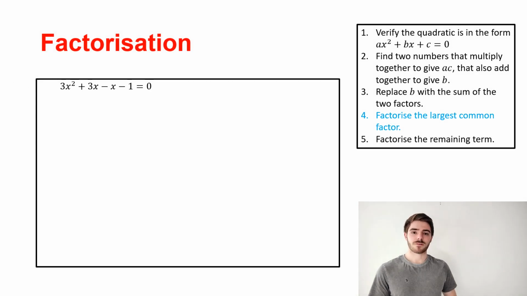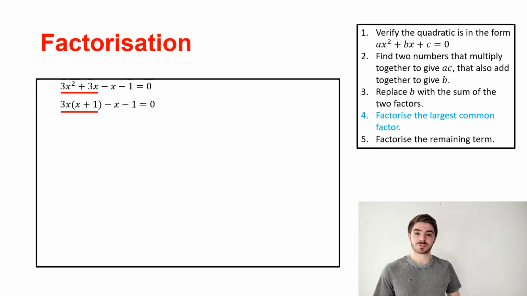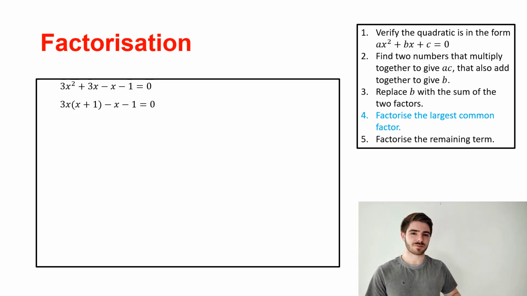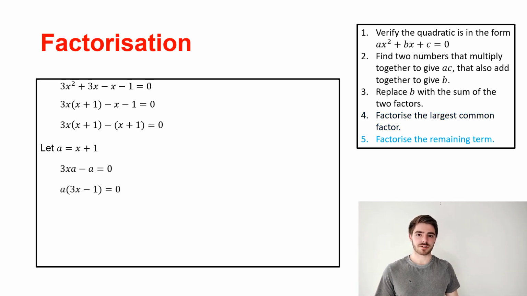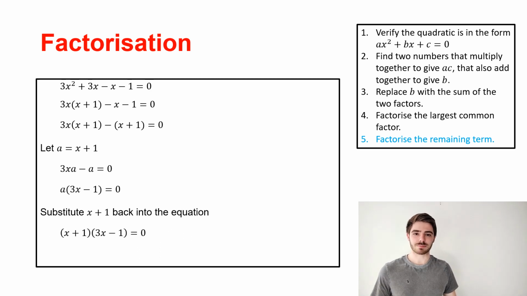We start by finding the largest common factor in the equation, which in this case is 3x. We should now see that the remaining terms in the equation could also have a common factor, even if they need just a little bit of rearranging, as we do in this case. Once we rearrange the equation, notice how x plus 1 is a common factor to both terms. I'll make this explicit by defining it as the letter A. We then take this A term out as a common factor and rewrite the equation as follows. We then substitute the value A equals x plus 1 again to get our equation back in terms of x.